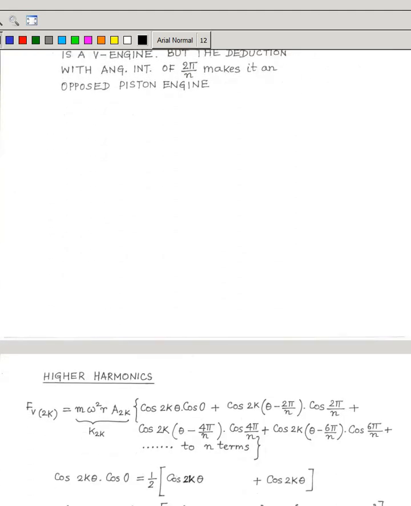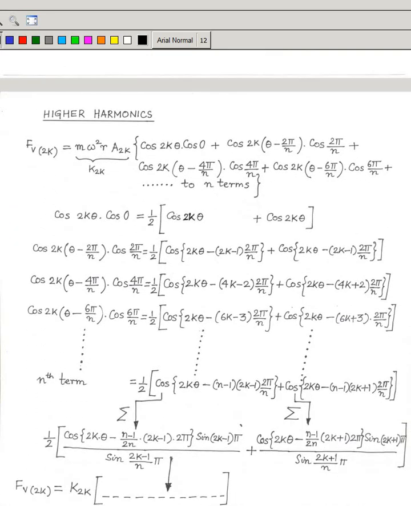Now if you go for the higher harmonics, let us take the horizontal component. We are writing 2k in place of m, because we now assume that k is an integer which varies as 1, 2, 3 like this. If you had written m in this place, then m would have varied like 2, 4, 6. So this is m omega square r, a constant, then cos twice k theta.